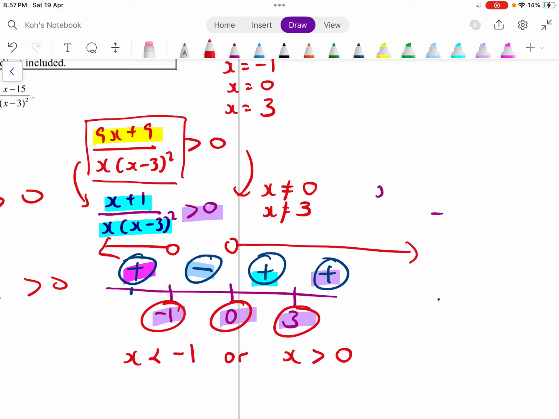Okay, but with this, you must be careful of one thing because if you look at x more than 0, I can also say that the value of x can be 3. So you must put x more than 0, but you cannot accept a value of 3. Because if you accept a value of 3, your fraction will actually go to infinity. So this should be the answer for example 11.